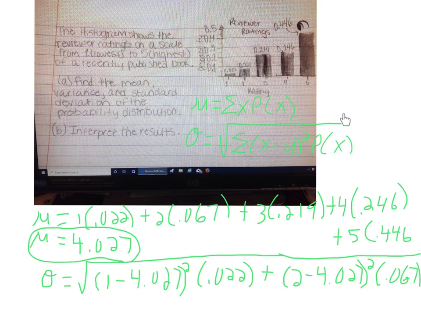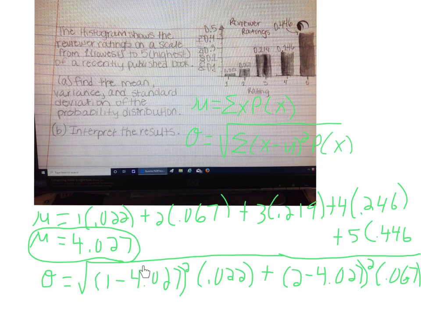And then you want to find the standard deviation. Here's the formula. If you remove the square root, then that's the variance. So what you have here is, you take each rating, 1 through 5, minus the mean, which we just found, the 4.027. You find that difference, square it, and then multiply it by the probability, which is this decimal here at the top. You want to sum each of these.